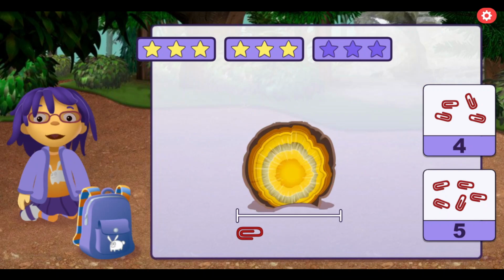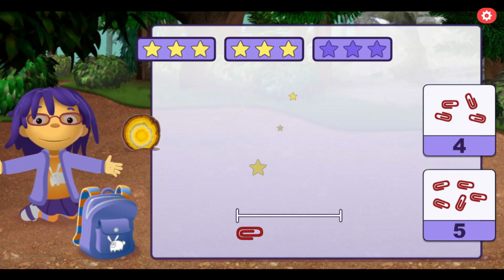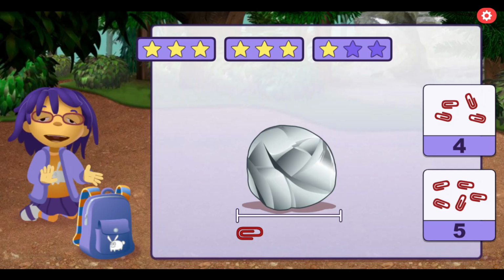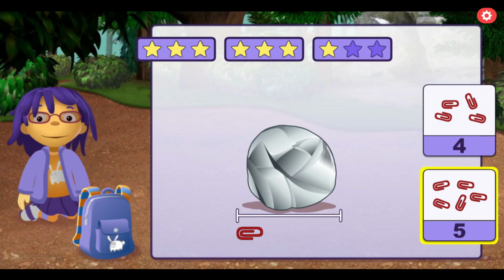How many paper clips long is this rock? 1, 2, 3, 4. Good measuring. How many paper clips long is this rock? 1, 2, 3, 4, 5. Uh-oh, that's not the right length. Try again. 5, 4. 1, 2, 3, 4. Good measuring.